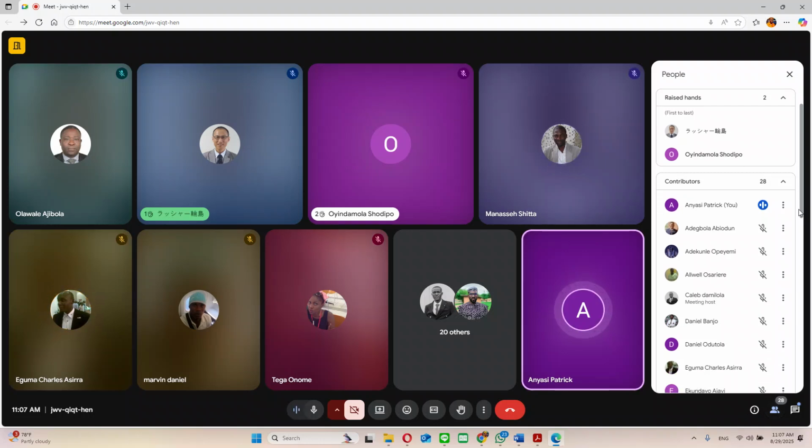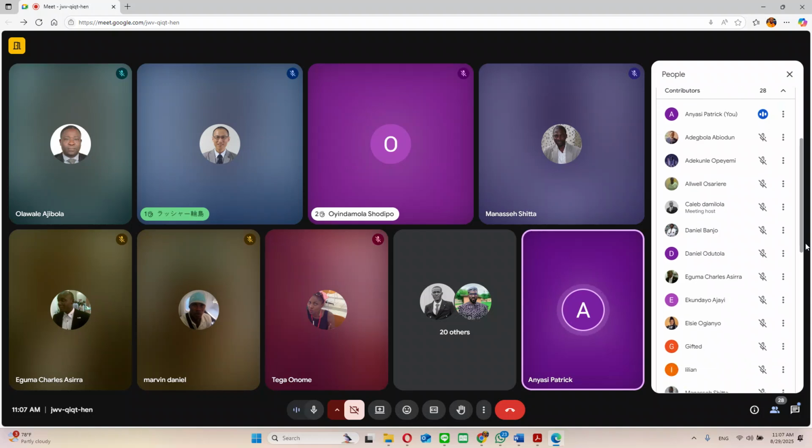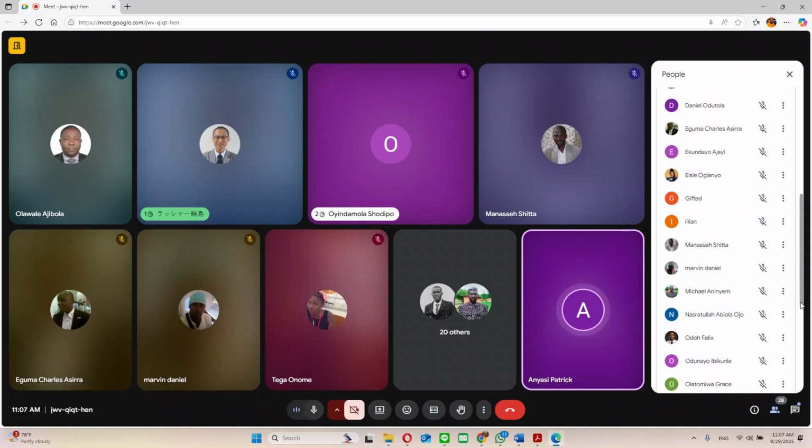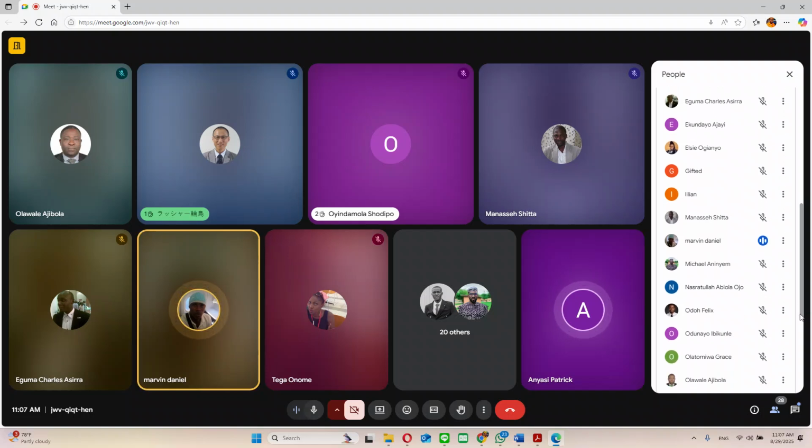So I also have some of my colleagues here. Sensei, I have Marvin, a senior research officer, and Mr. Michael Aniem, also a senior research officer with the National Center for Energy Efficiency and Conservation. I don't know if any of you are here. You could just say hello to Professor Nomura Sensei.